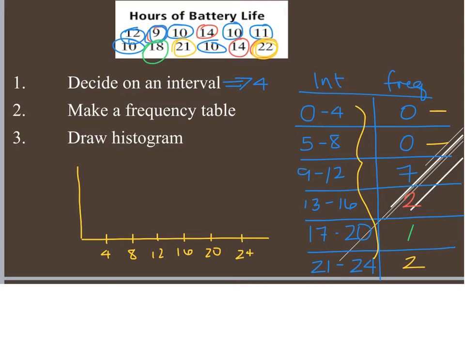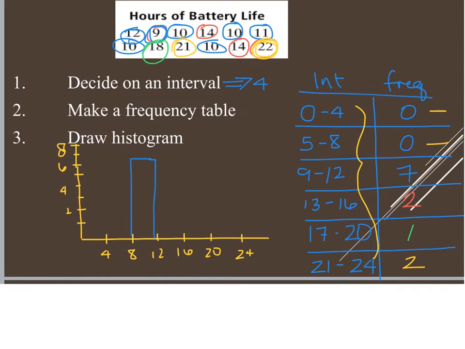So I need to put a label on my y-axis. So here I have 1, 2, 3, 4, 5, 6, 7, 8. That's an 8 there. So now if I go and I plot this, I have a frequency of 7 in the 9 to 12. So 7 is going to look something like this.